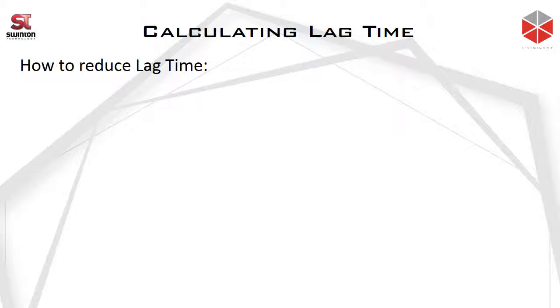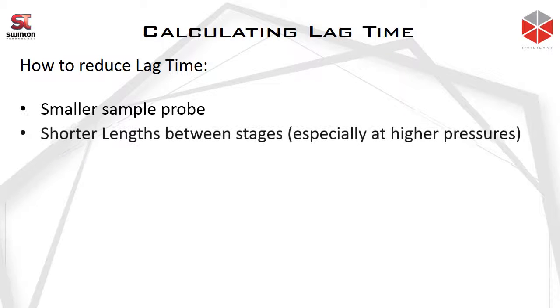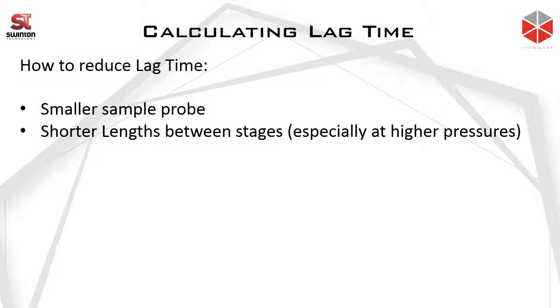So the example that we've just seen, a lag time of over 31 minutes, is not ideal for a GC with a cycle time of just 4 minutes. We can reduce the lag time. We can use a smaller sample probe, for example, to reduce the volume there. We can use shorter lengths between stages. This has a particularly higher impact when the pressure is higher.